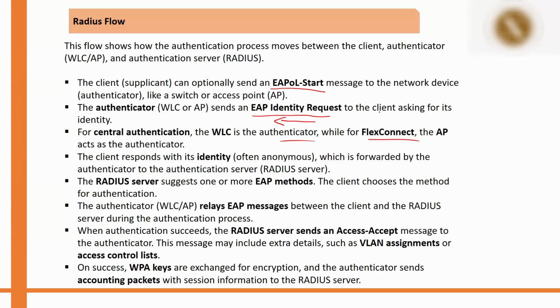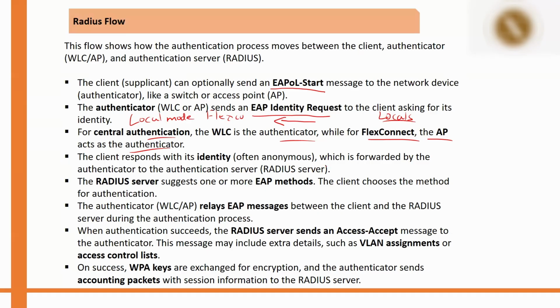For FlexConnect local switching, the AP acts as the authenticator. Either for the central switching or the local mode, there are two modes, right? Local mode and FlexConnect mode. And in FlexConnect mode, there are two kinds of switching: local switching and central switching. In central switching, obviously central authentication will happen, and the WLC is the authenticator. While in FlexConnect local switching, the AP acts as the authenticator.